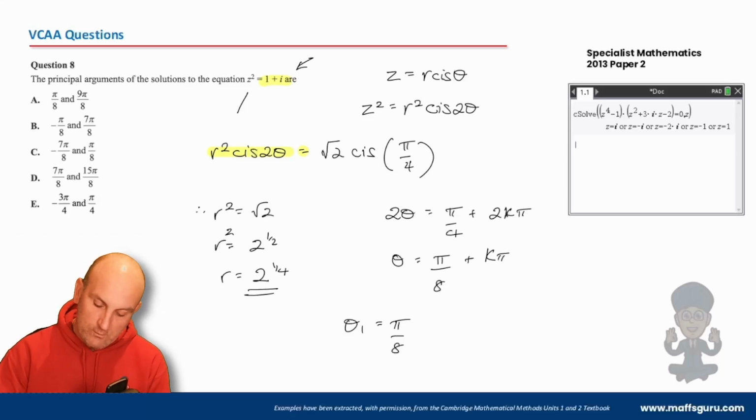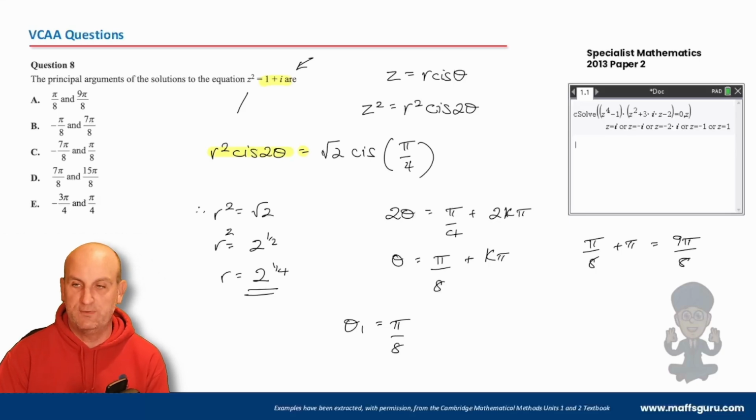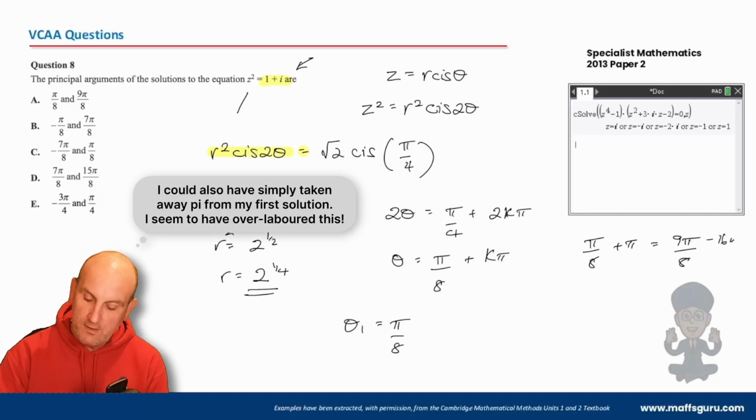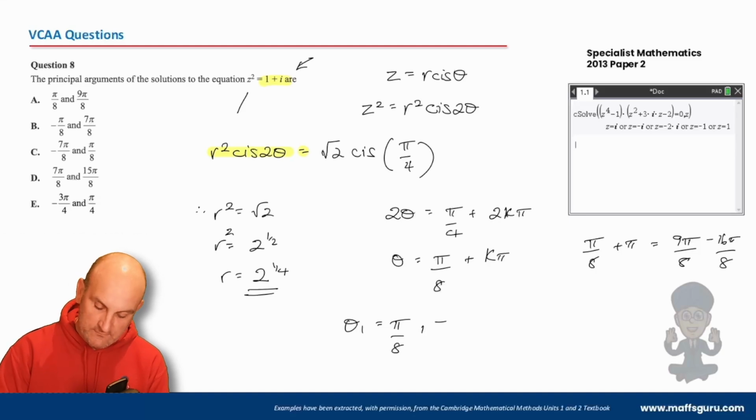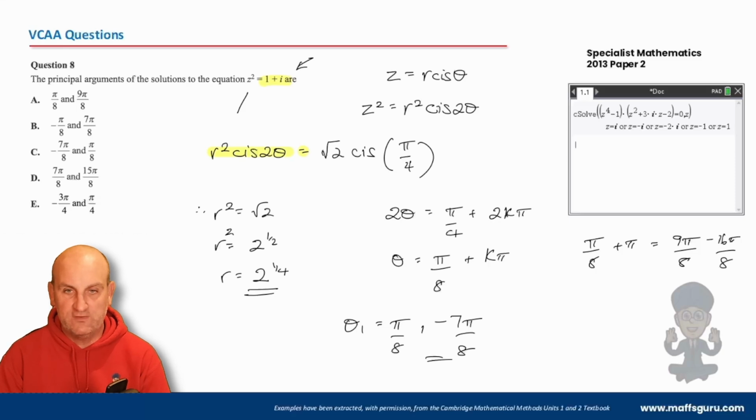That's good to know. Well, pi on 8 plus pi gives me, what is that, 9 pi on 8. Oh, that's not particularly useful because that's not a principal argument. Aha, but I can take away 2 pi from that, because that will then give me an answer. So take away 16 pi on 8 from that. 9 minus 16 is going to give me minus 7, so minus 7 pi on 8 is going to give me my solution. Have I got one of those? Pi on 8 and minus 7 pi on 8? Yep. So I think C is going to be my correct answer.